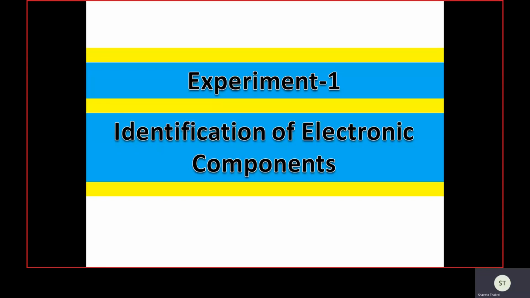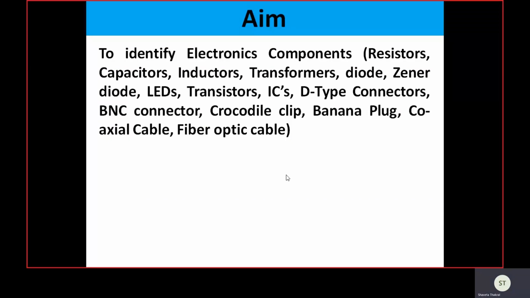In this experiment, we are going to discuss identification of electronic components. The aim of this experiment is to identify electronic components, that is resistor, capacitor, inductor, transformer, diode, Zener diode, LED, transistors, ICs, D-type connectors, BNC connector, crocodile clip, banana plug, coaxial cable and the fiber optic cable.